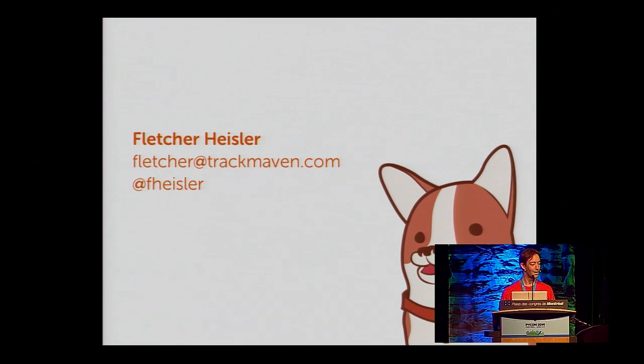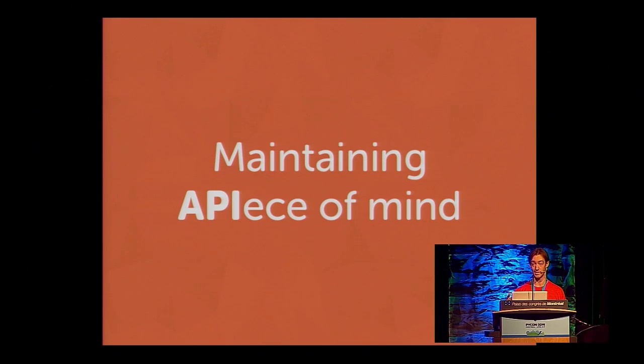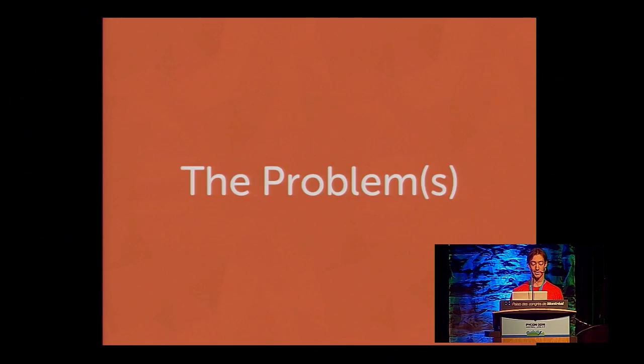Yeah, so at TrackMaven, we're dealing with a competitive intelligence platform for marketers. Essentially, we're building a Django app that relies on dozens of these APIs of varying degrees of quality. And so I want to talk to you about maintaining a peace of mind while you explore some of these possible gotchas in dealing with real-world APIs.